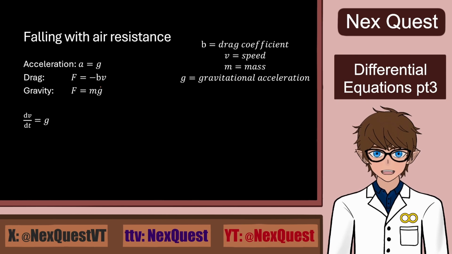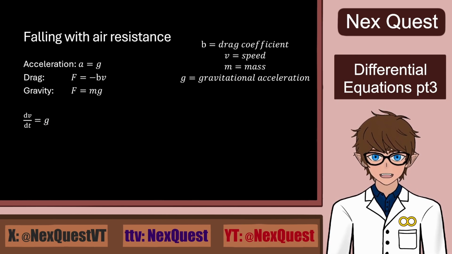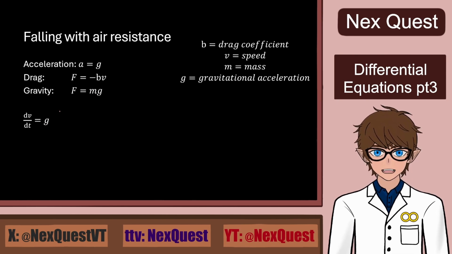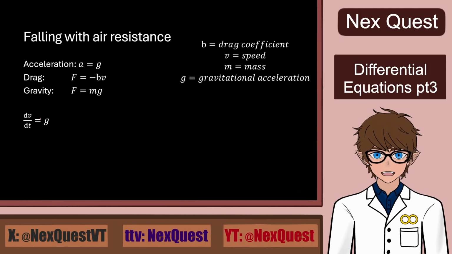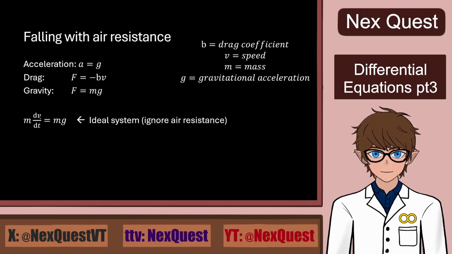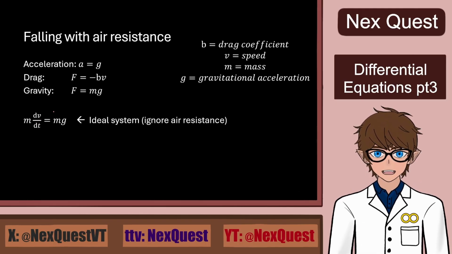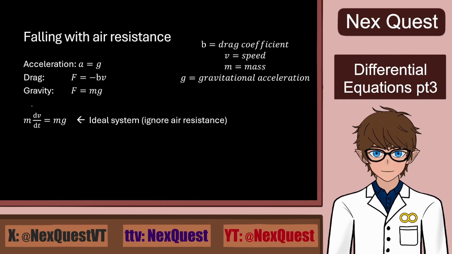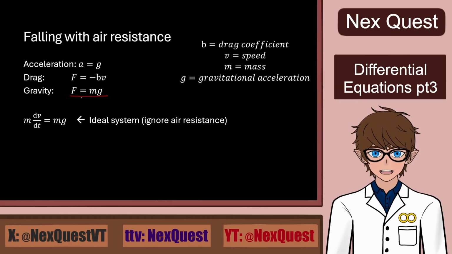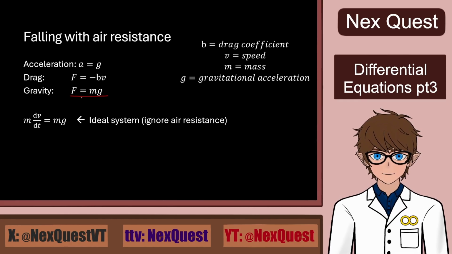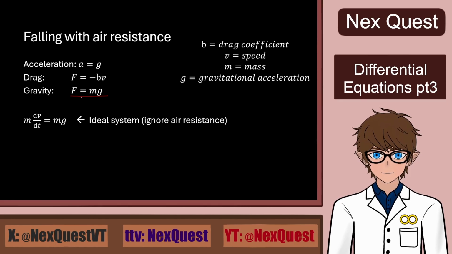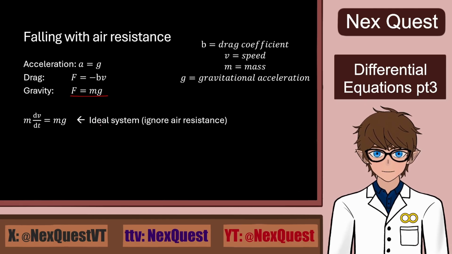Well, to get the force of gravity, we need to multiply the g with the mass. So I'm gonna multiply both sides with mass. And this is Newton's second law. Force equals mass times acceleration. In the context of just gravity, we have g, so we replace a with g. However, this equation is true if we ignore air resistance. So this is an ideal system, in a way.